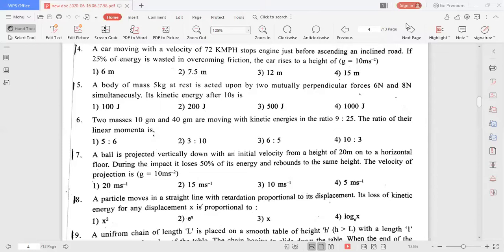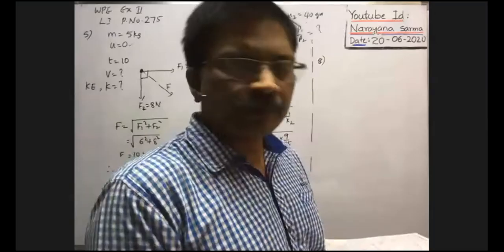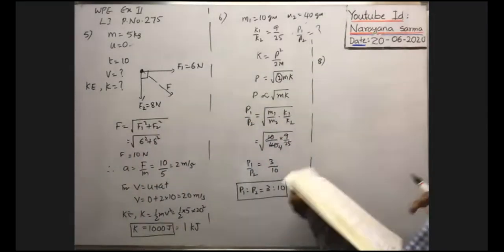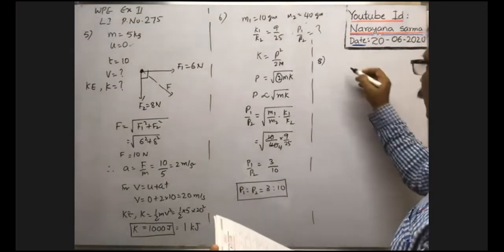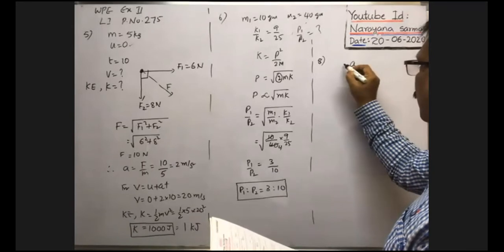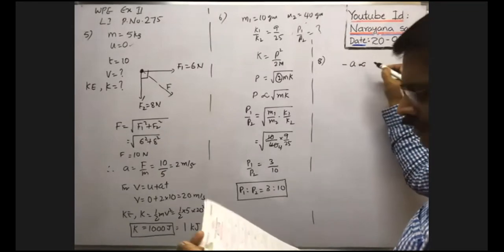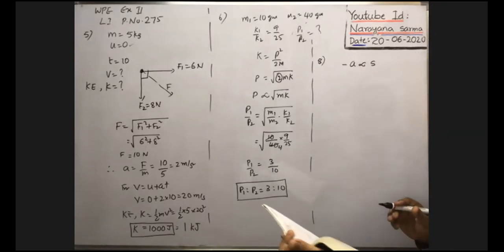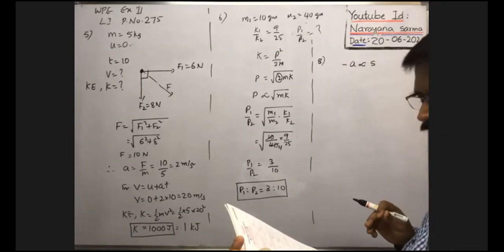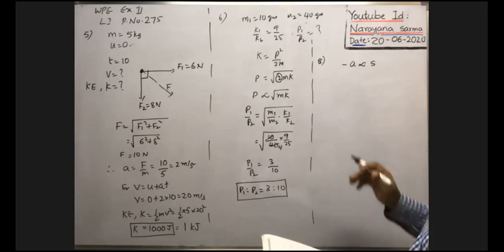Right. Here you see the eighth problem. Now all of you look at the board. Eighth problem. A particle moves in a straight line with retardation. Suppose A is the acceleration. Retardation is minus A. That is proportional to the displacement of the body. Its loss of kinetic energy for any displacement is proportional to dash.